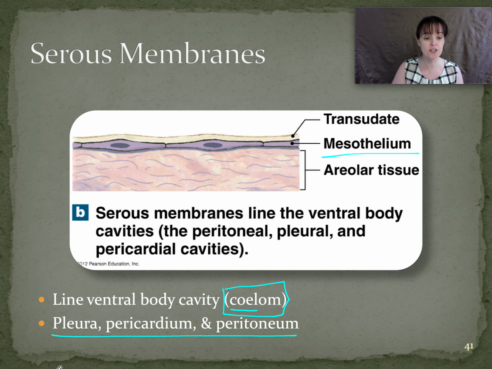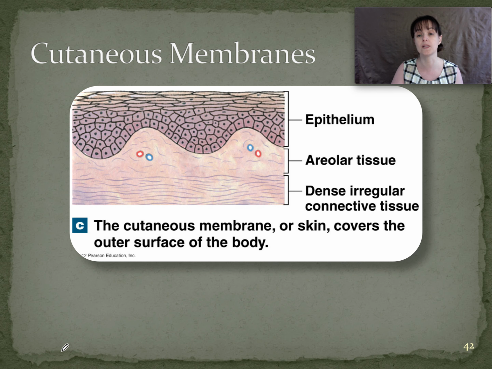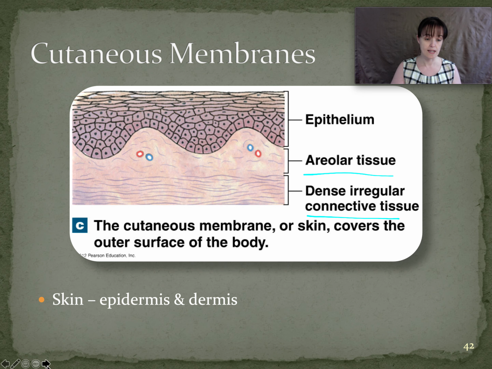And next we have the cutaneous membrane, which is simply your skin. So the cutaneous membrane is a keratinized stratified squamous epithelium, and then we've got the areolar CT and then dense irregular CT. So that's your cutaneous membrane. The skin is the largest organ, but that's chapter 5. Still on test 2 though. Skin, epidermis and dermis. The epidermis is the epithelium and the dermis is a connective tissue.